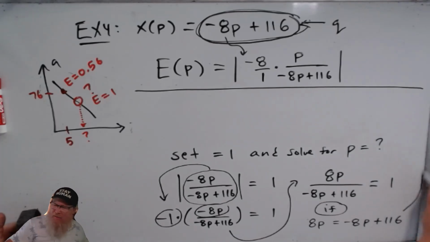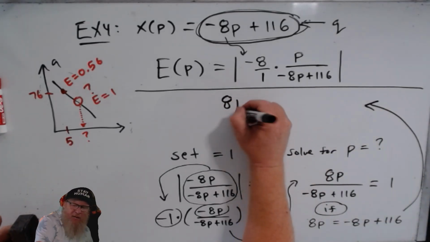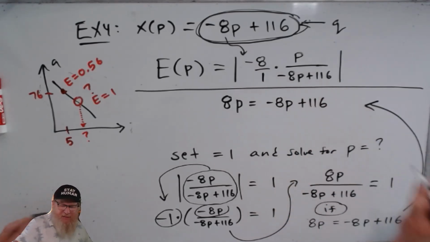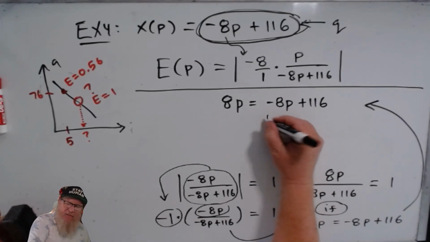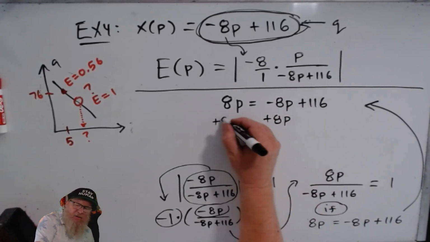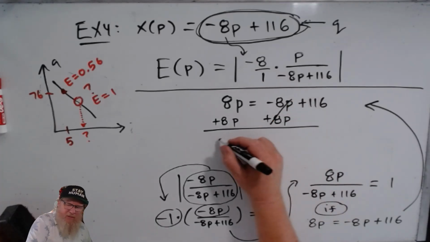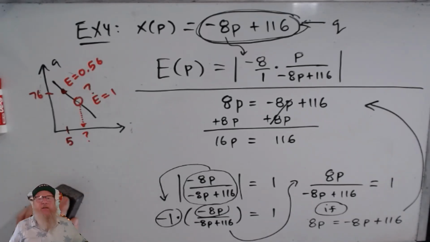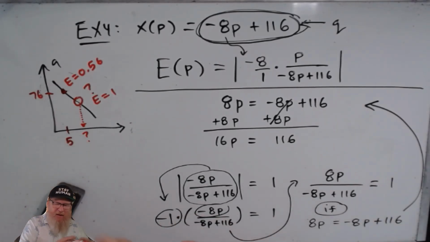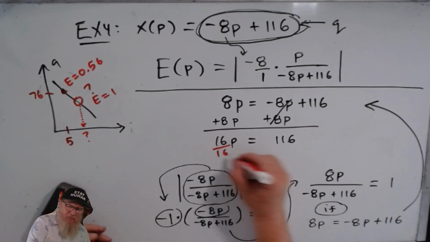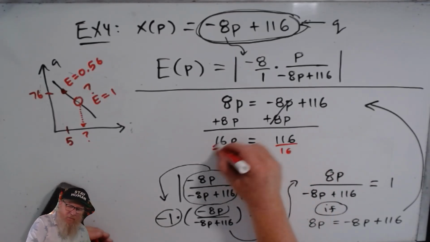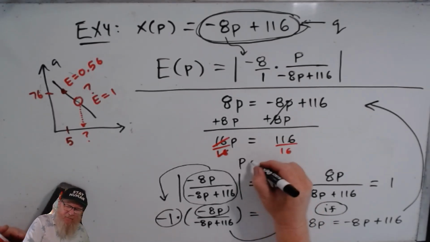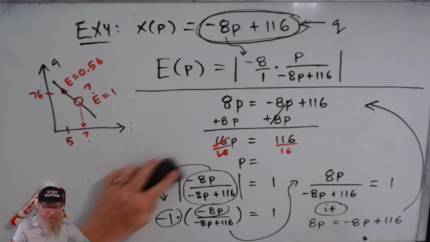So now I have 8p equals negative 8p plus 116. And this is the easy part. I call this walking the dog. Just take the dog for a walk. My dog named Algebra. Divide both sides by 16. And I get my optimal price.